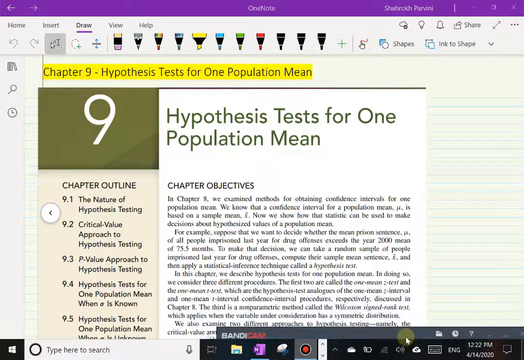Hello everyone. So we are in chapter 9. In chapter 9 we're going to talk about hypothesis tests for one population mean.